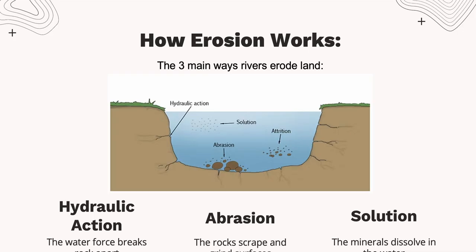And then abrasion is the rocks and the sediment getting carried by the river and then grinding against surfaces like the floor or the side of the riverbed. This slowly wears down the rocks in the riverbed itself and banks. And then the last one is solution. The solution is the minerals that have dissolved in the water, especially if it's slightly acidic water, it dissolves it faster. This is common in rocks such as limestone because they're super easy to dissolve.